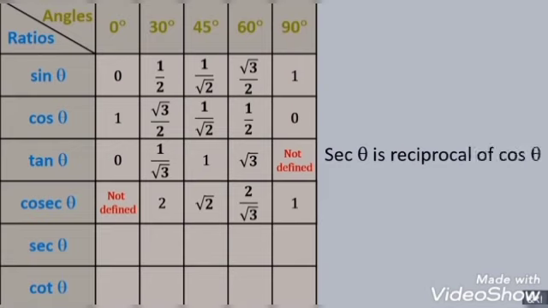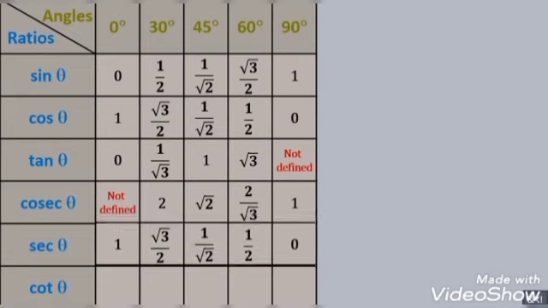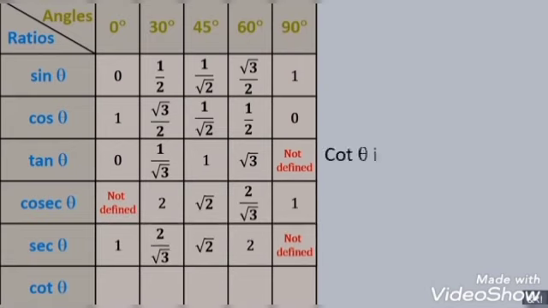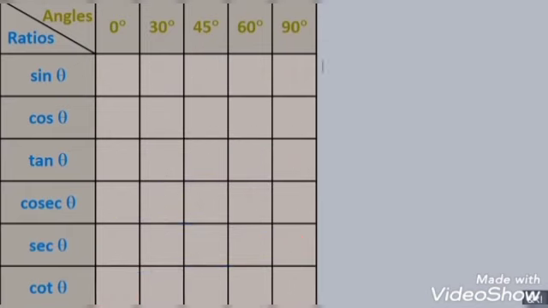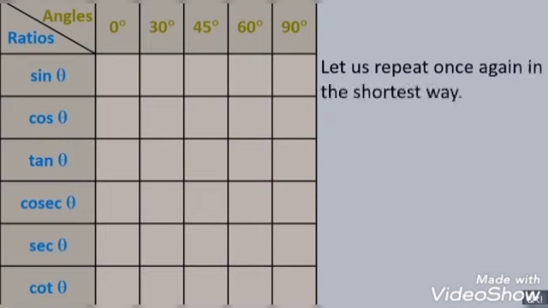Sec theta is the reciprocal of cos theta. Cot theta is the reciprocal of tan theta. One hint: the not defined values come alternately, end to end, like this. Let us repeat once again in the shortest way.